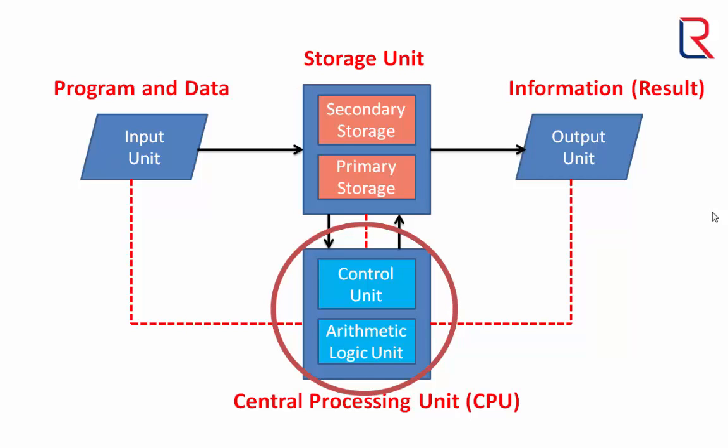Now, the central processing unit is used to process the activity and control all the activities which occur in the computer. In this diagram, solid black lines show the direct connectivity of devices and dashed lines show the control of devices. So let's understand this diagram in detail and start with the input unit.